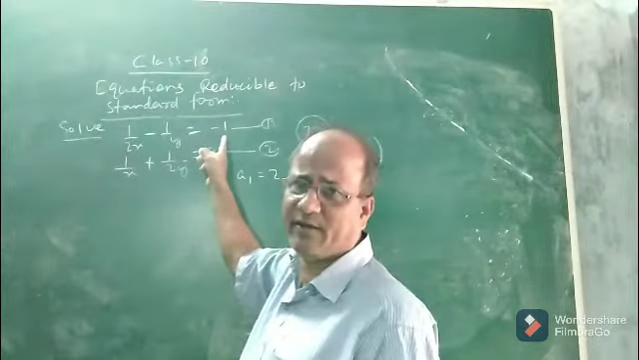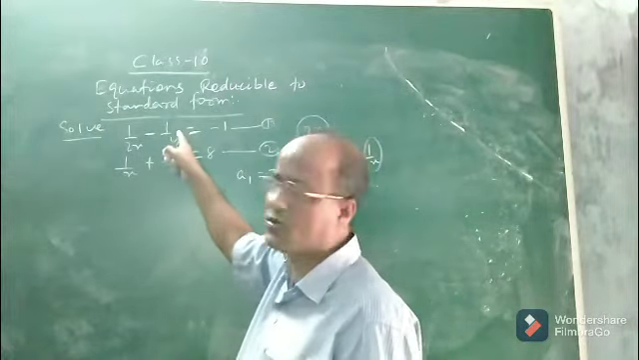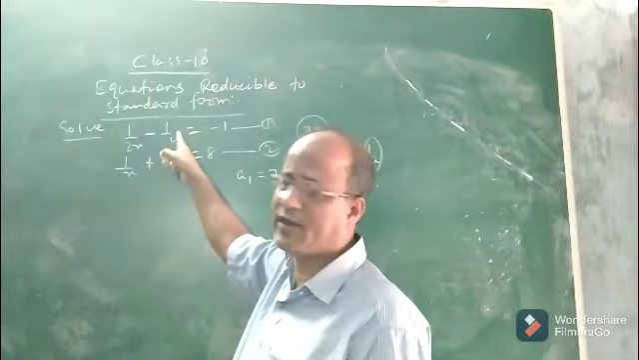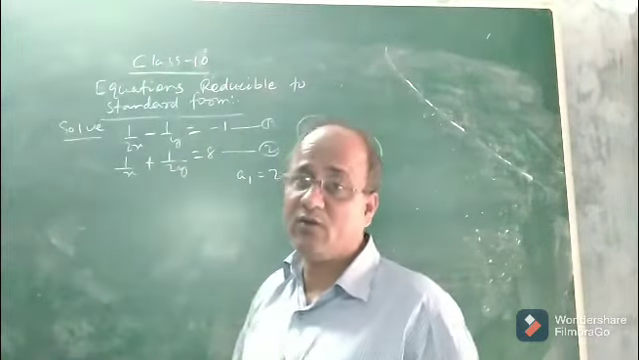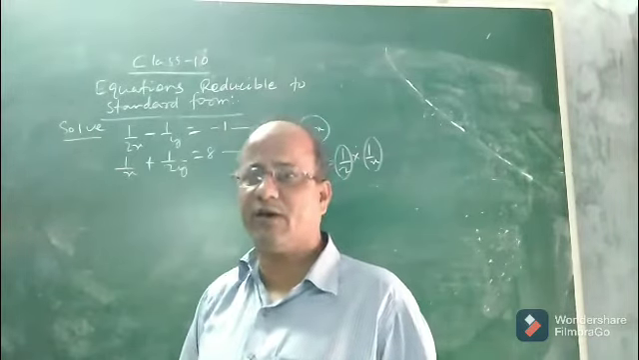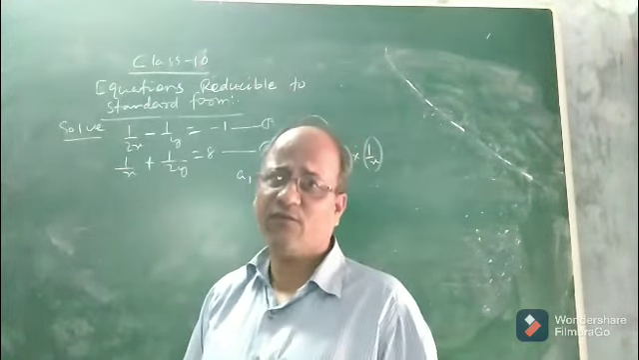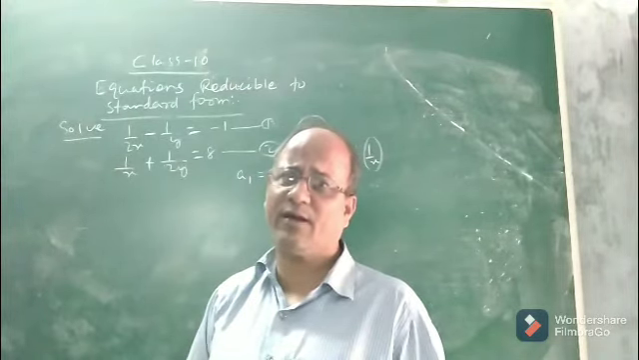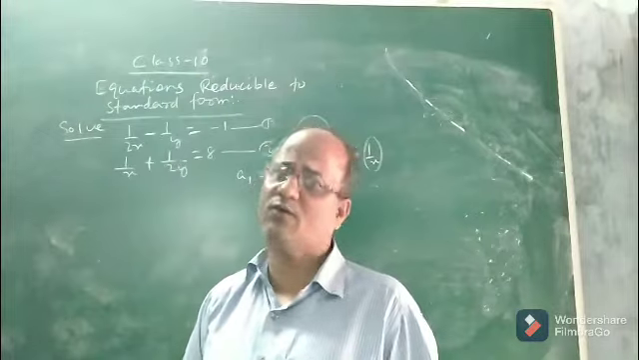Yes, c1 we can say. c1 will be plus 1, because if it comes to the left hand side, it will be plus. The c1 value will be plus 1 and c2 will be minus 8. But we do not know the values of a1 and b1. Why do we not know? Because it is not in the standard form, that is a1x plus b1y plus c1 equal to 0 and a2x plus b2y plus c2 equal to 0.